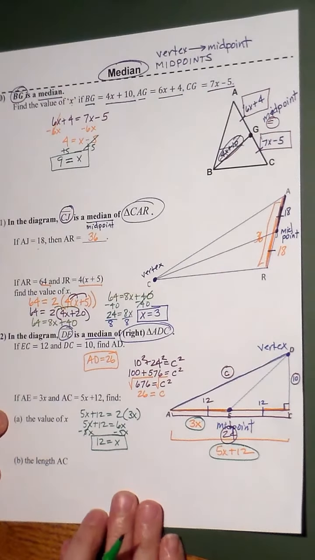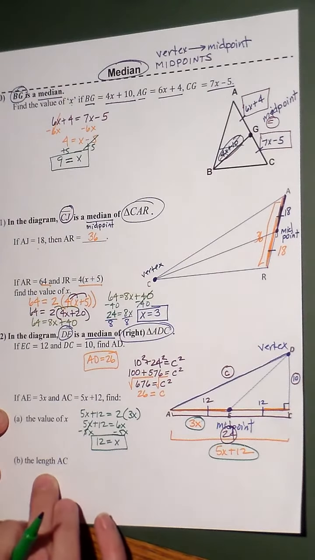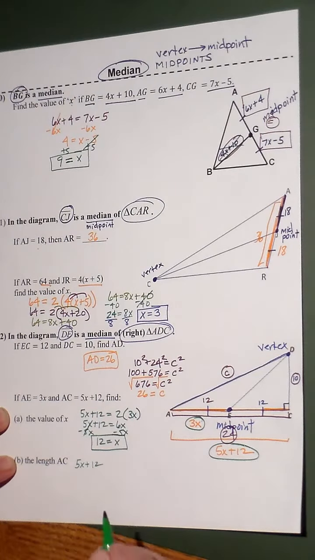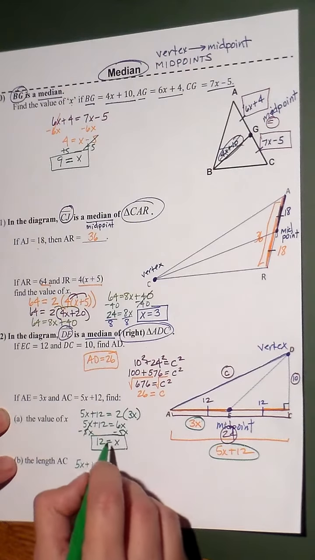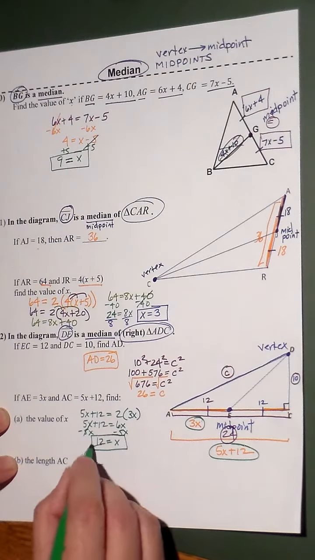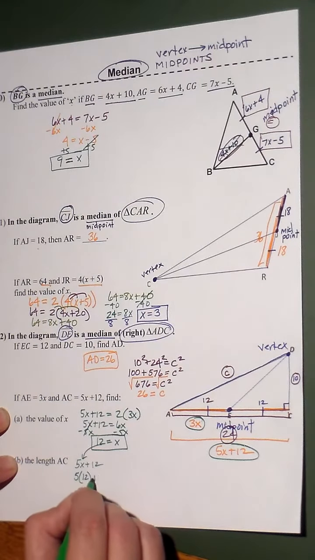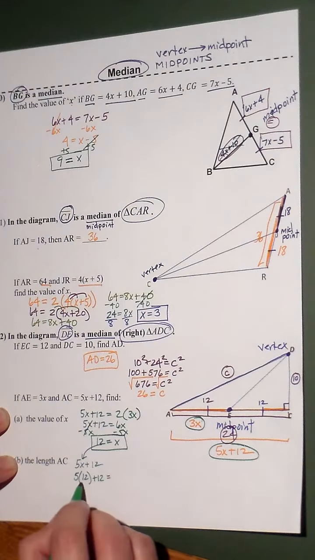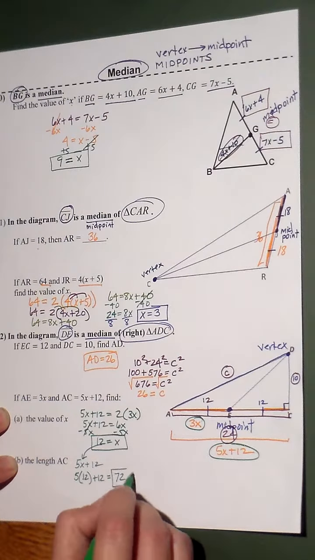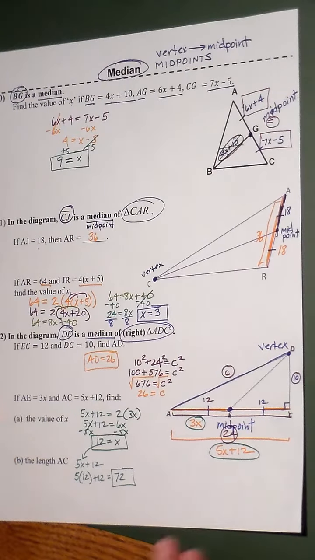The next one says, find the length of AC. Well, what is AC? It's 5x plus 12. So what am I going to do? I'm going to take this 12, that's x, and plug it in. So 5 times x, which is 12, plus 12, equals 5 times 12 is 60, plus 12 is 72. And that's the length of AC. And that is how you apply the median.